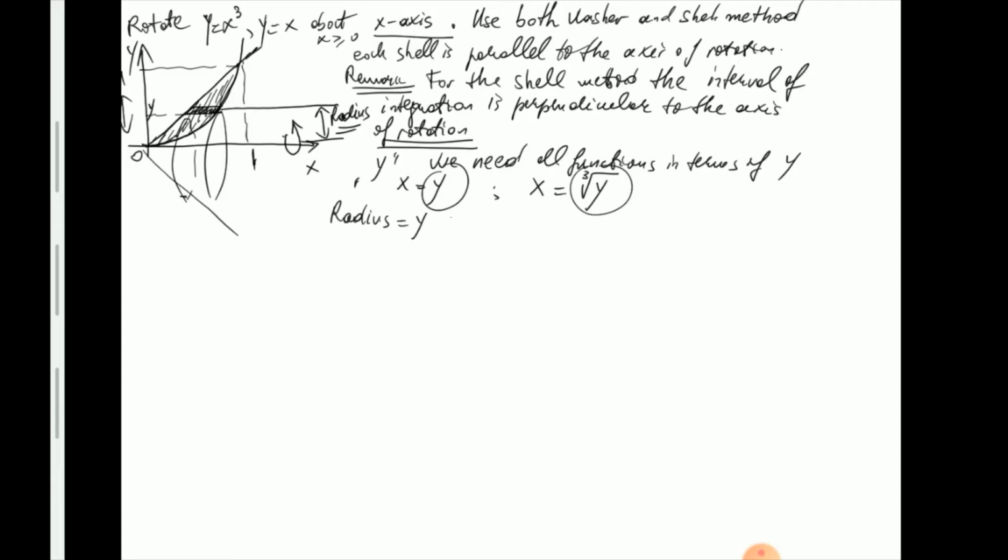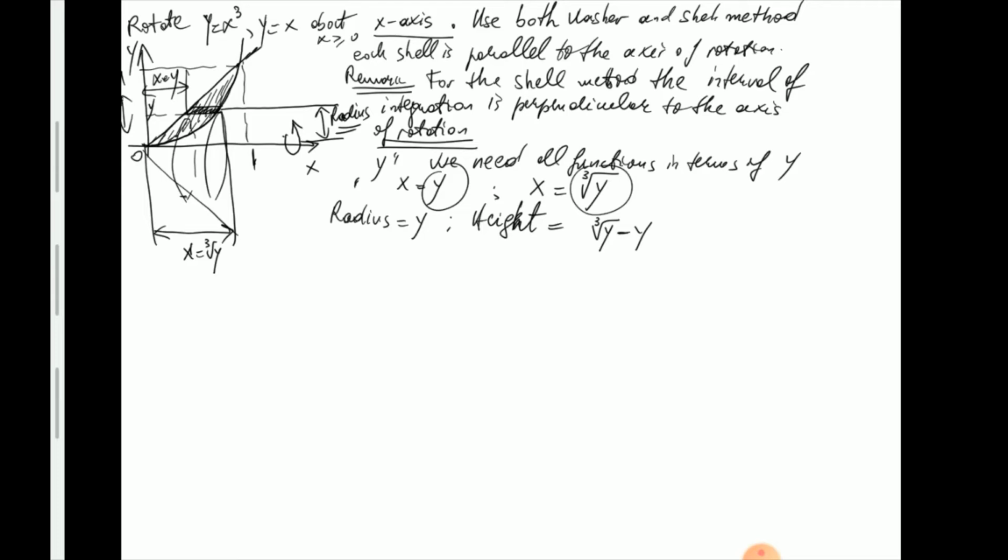The height of the shell, which is horizontal in this case, comes from the difference of two x coordinates in terms of y. So the distance from that edge to the y-axis sits on the graph x equals y cubed. So the x coordinate is the cube root of y. And the distance from the other point on the line y equals x is x equals y. So the height will be the difference between the two. The bigger quantity is the cube root of y, and the lower quantity is y.